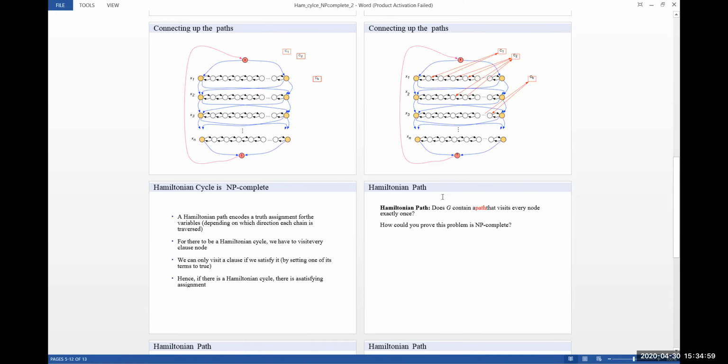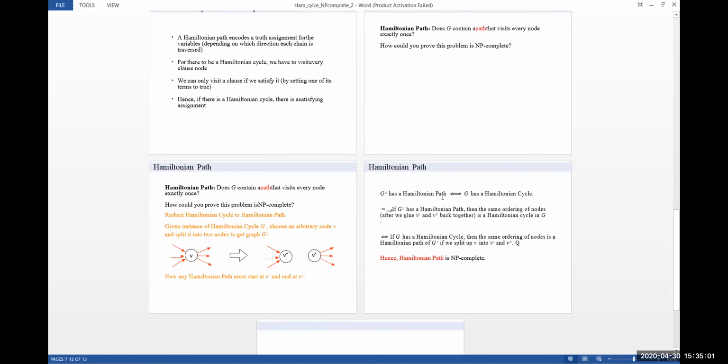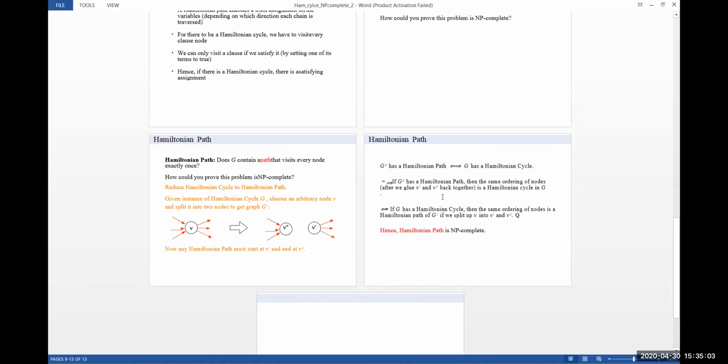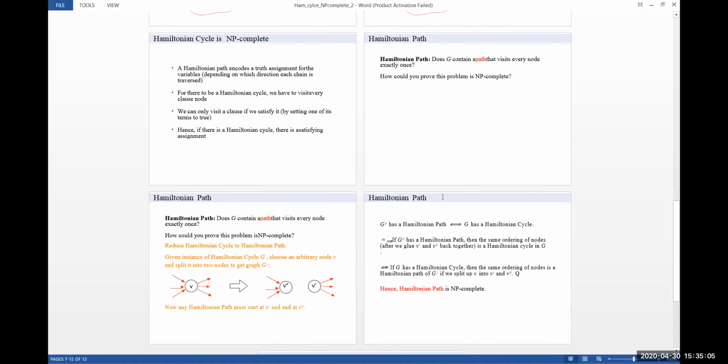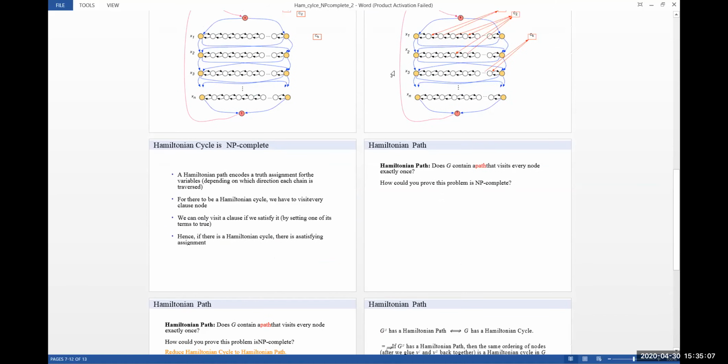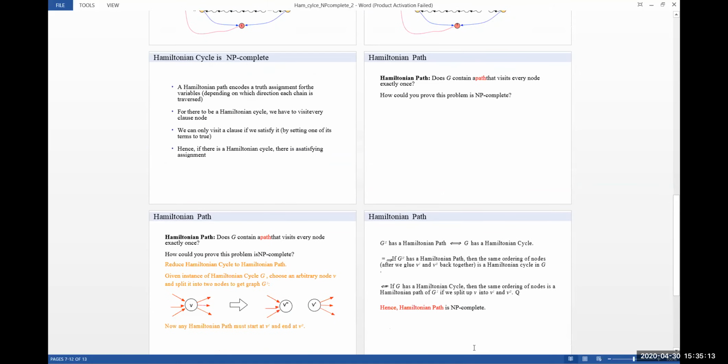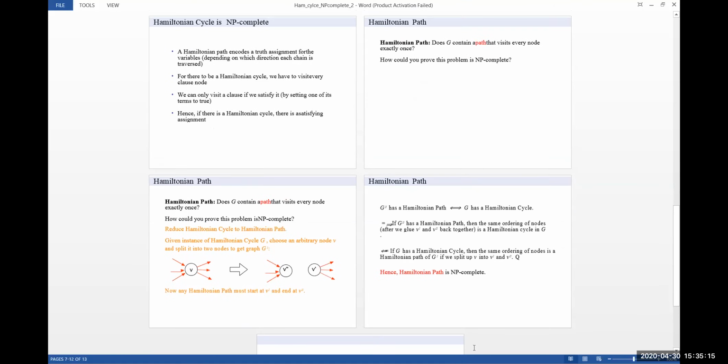Okay, so that's it. And this is explaining how the Hamiltonian path differs from the cycle. We already know that if we don't have this pink line, then it will become a Hamiltonian path. That's it. Okay, so that has been expressed here, if you want to just go through it.